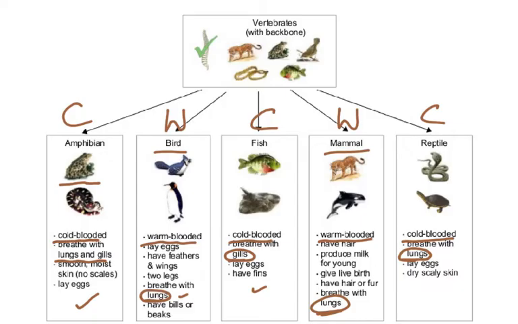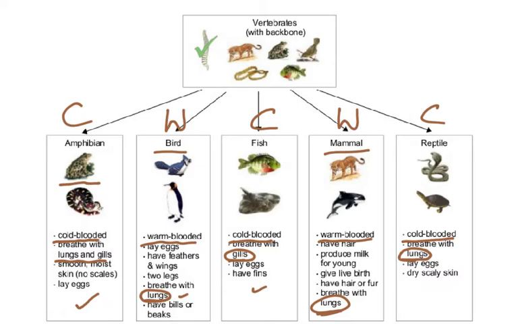So you do a comparative analysis. Amphibians: lungs and gills. Birds: lungs. Fish: only gills. Mammals: lungs. Reptiles: lungs. So this is how you do a comparison between these different animals. Now let's come to another thing.